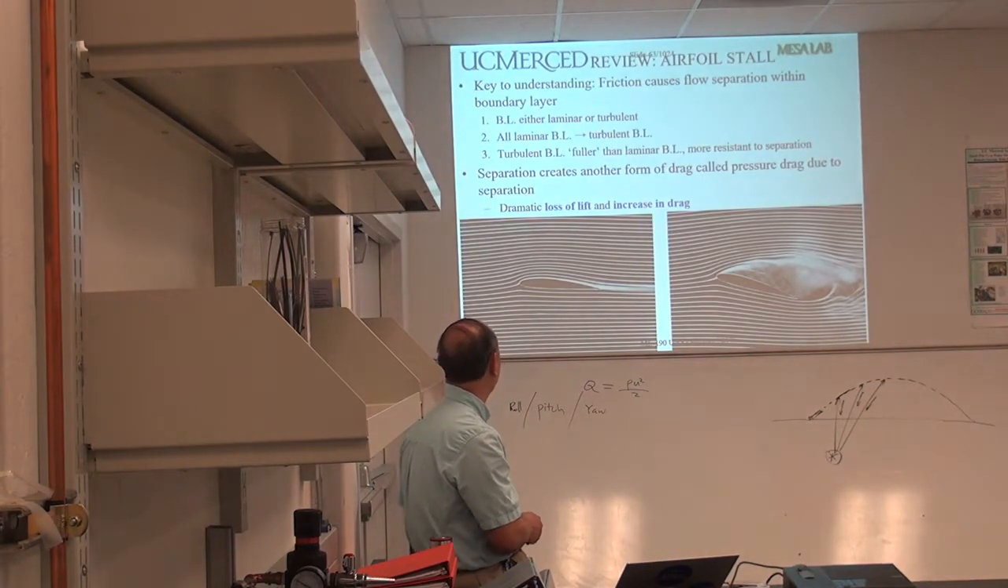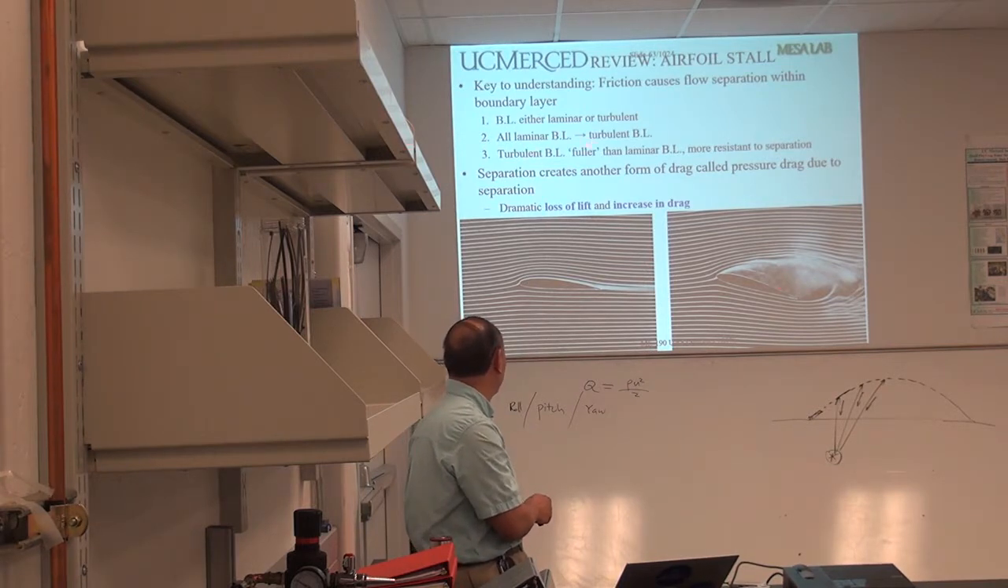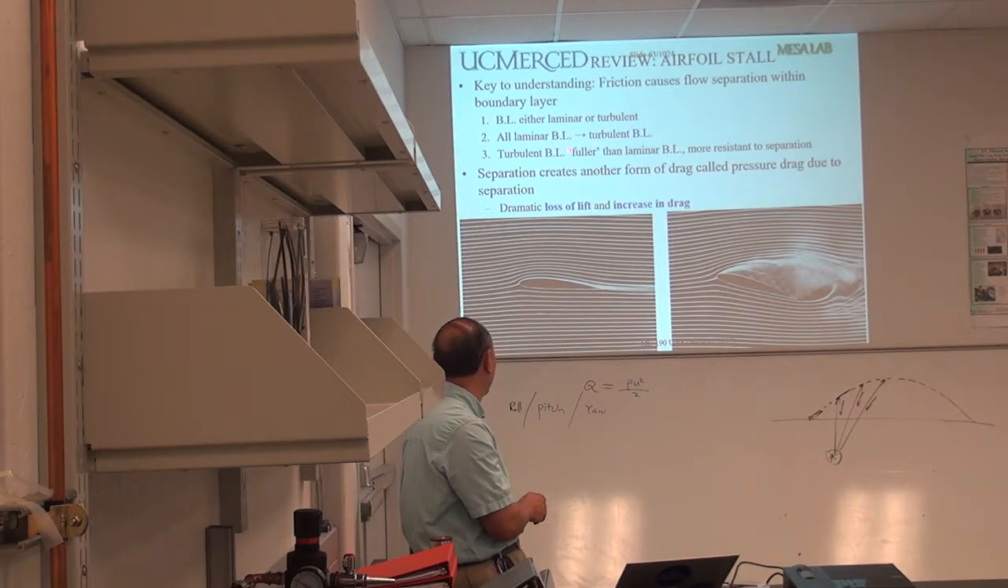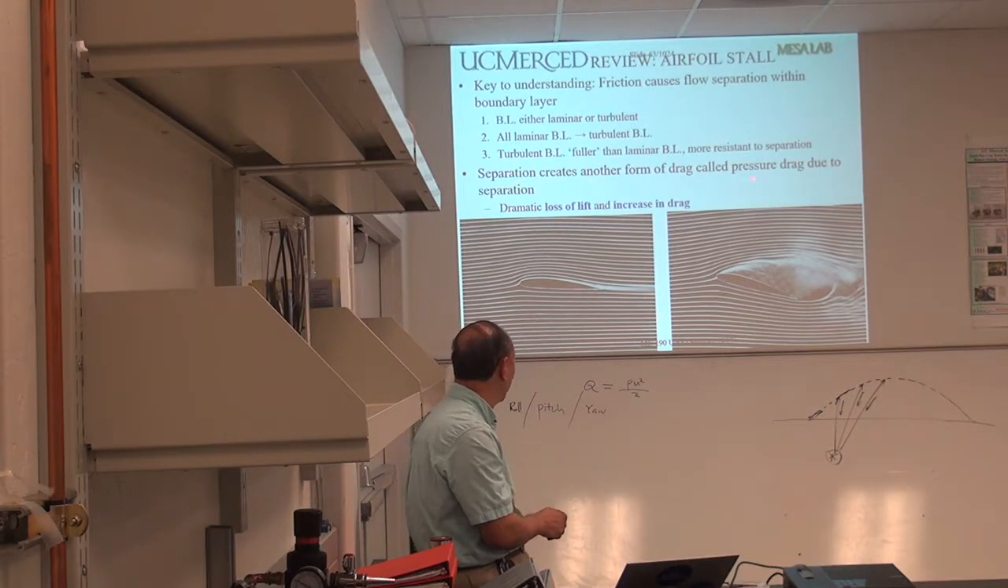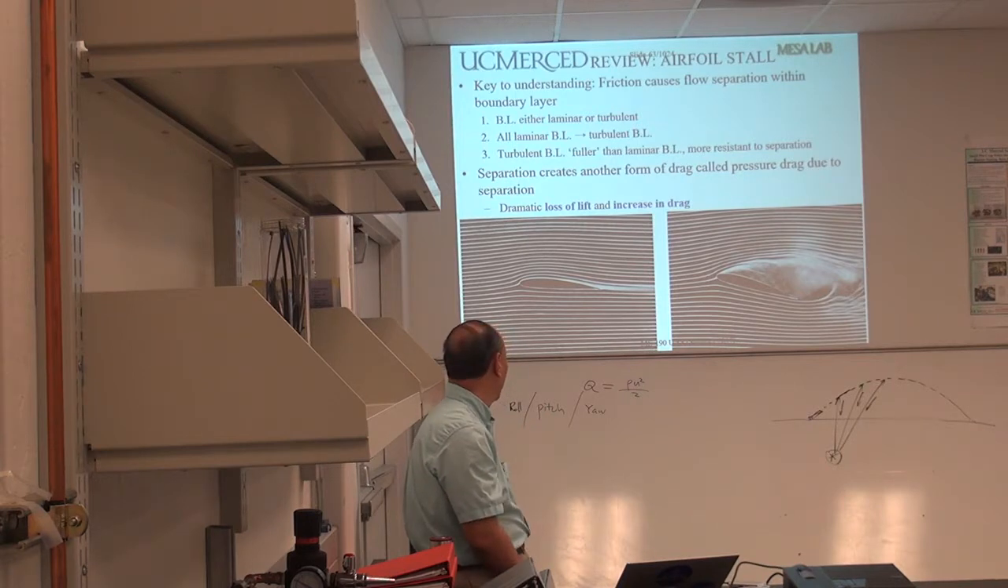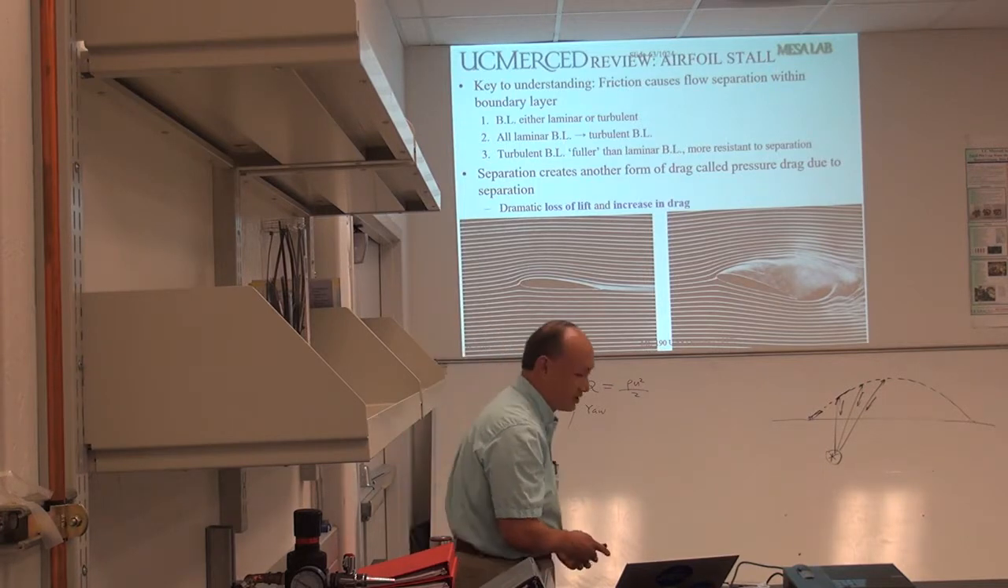The key to understanding this is that friction causes flow separation within the boundary layer like this. All boundary layers can be turbulent boundary layers. Anyway, separation creates another form of drag called pressure drag due to separation. It's a dramatic loss of lift and an increase in drag.